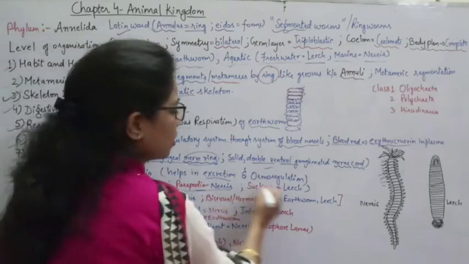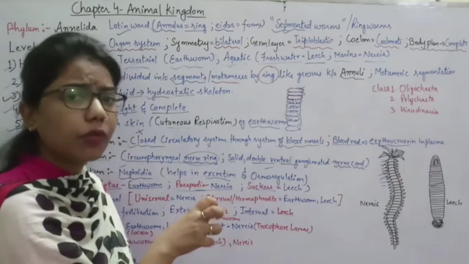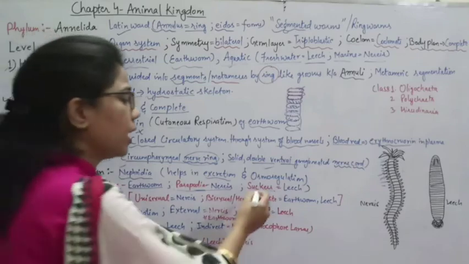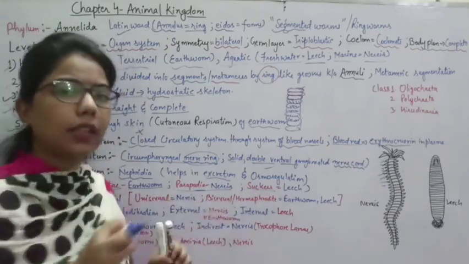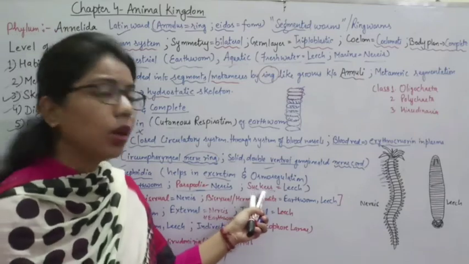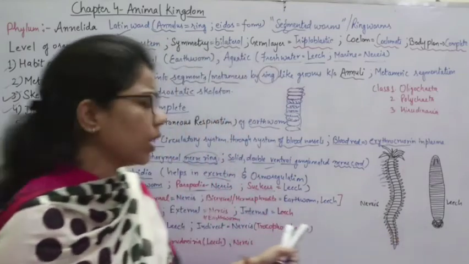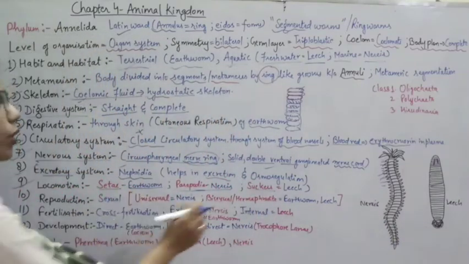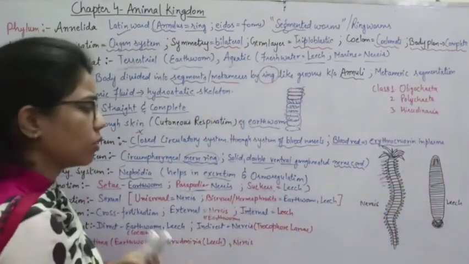Another thing is suckers. Sucker means with the help of this, it will attach to the substratum and move. What can they do with the help of suckers? They can move as well as take nutrition. So they are helpful for sucking also. So this is the example of leech. In case of leech, we also have suckers which help their body to move from one place to another.